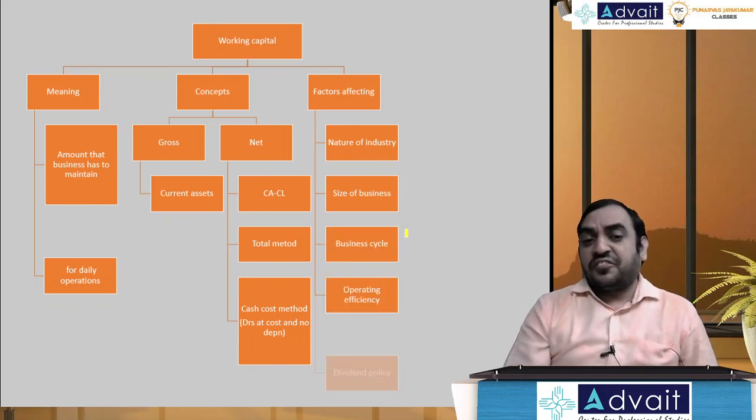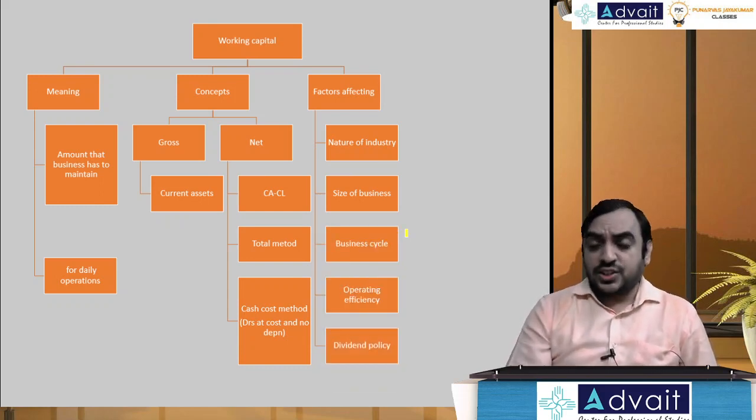So what are the factors affecting working capital? Nature of the industry, like restaurant business, you get the money immediately.